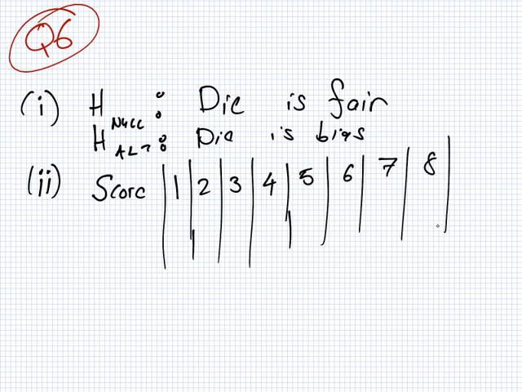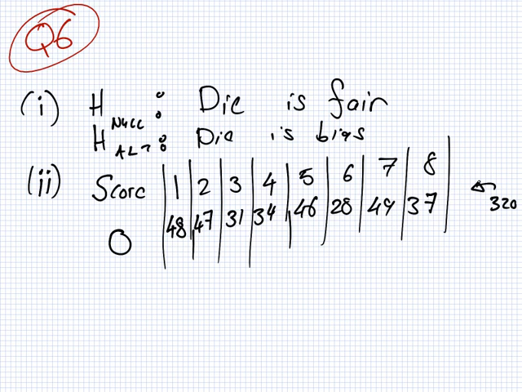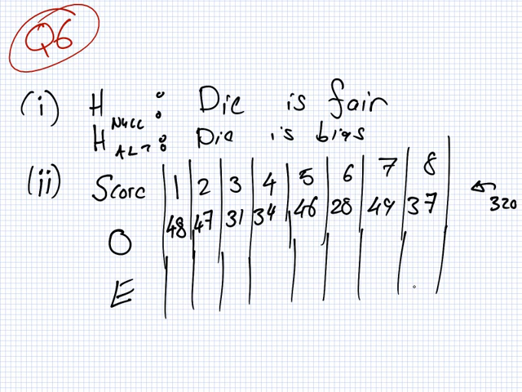Now, that frequency there, is that the observed value or the expected value? That's what you observed. So you observed getting a 1 48 times, getting a 2 47 times, 31, 34, 46, 28, 49, 37. It's 320 rolls in total. If the dice is fair, what were you expecting to get each time? 40, because if you roll a dice with 8 sides 320 times, each side should come up 1/8 of the time, meaning 40. So divided by 8. So the expected value for all of these values is the same, it's 40.